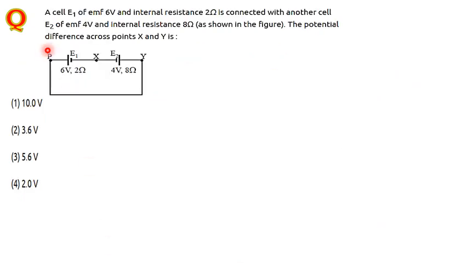The next question here is a cell E1 of EMF 6 volt and internal resistance 2 ohm, connected with another cell E2 of EMF 4 volt and internal resistance 8 ohm. What they are asking in this one is the potential difference across X and Y. See, only these two they are asking the potential difference. Don't complicate it yourself in this one.